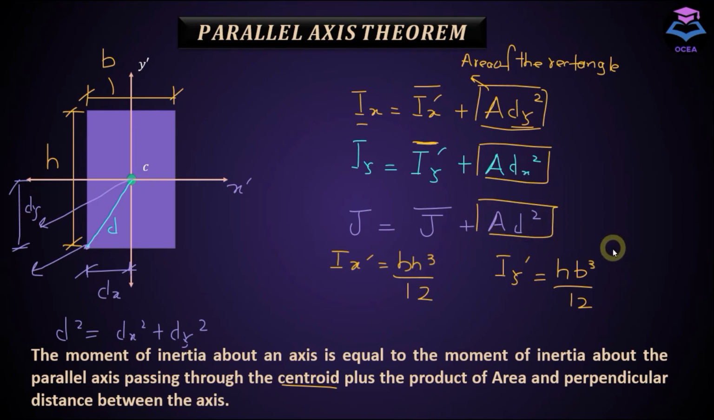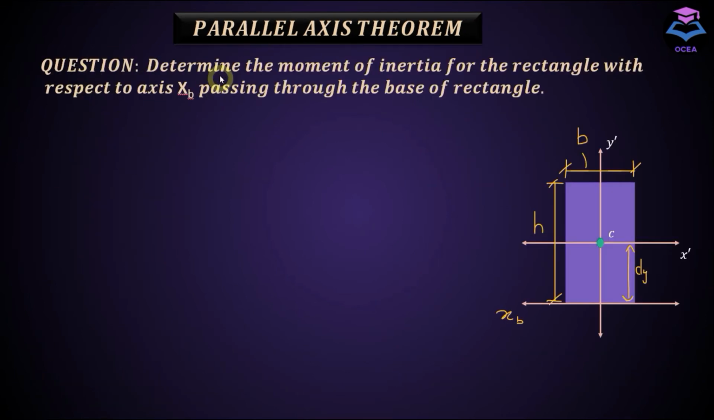Now let's do an example related to the parallel axis theorem. The question says: determine the moment of inertia for the rectangle with respect to axis xp passing through the base of the rectangle. That is, we have to determine moment of inertia about this axis which is parallel to the centroidal x-axis. From the previous lecture we know that Ix dash is equal to bh cubed divided by 12.